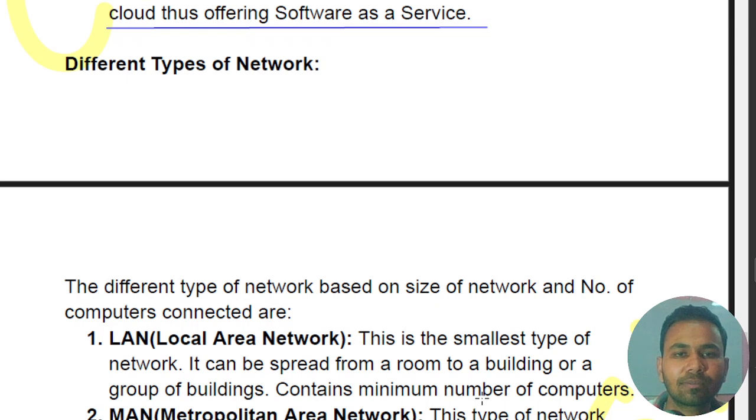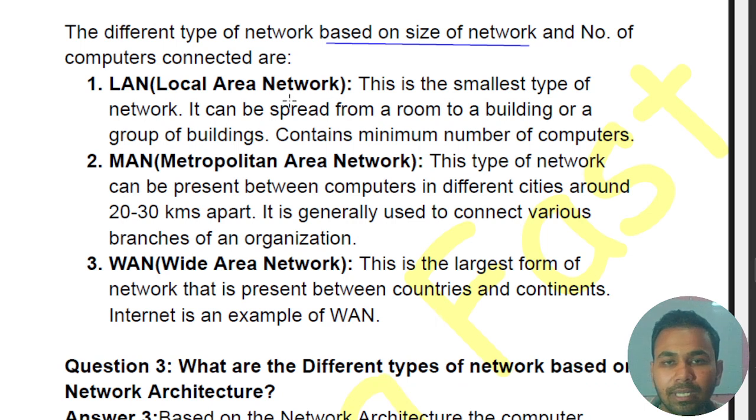Next we have different types of network. So different types of network based on the size of the network. How big a network is, classification based on the size of the network. We have LAN, MAN and WAN. That is local area network. This is the smallest type of network. It can be spread from a room to a building or a group of buildings, contains minimum number of computers. So this is the smallest kind of network that is present.